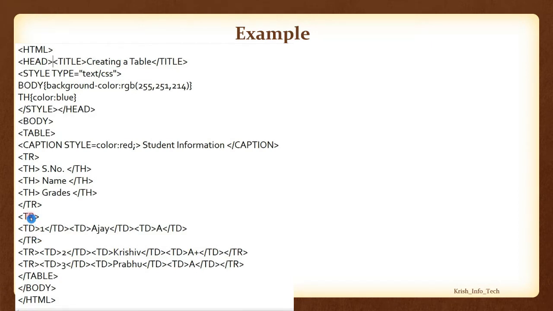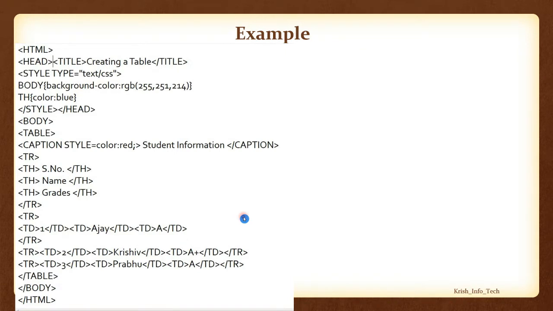Okay, and again we are opening tr. As it is a second row, we are going to enter the details. So td, open the first data. So I'm just closing the td. Then second data, opening and closing. Third data, opening and closing. So in this way, we are giving 3 rows of data for our table.